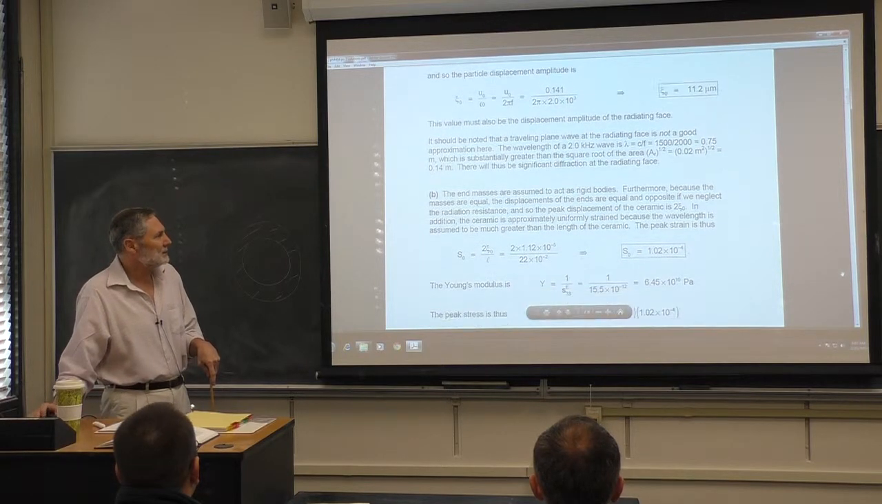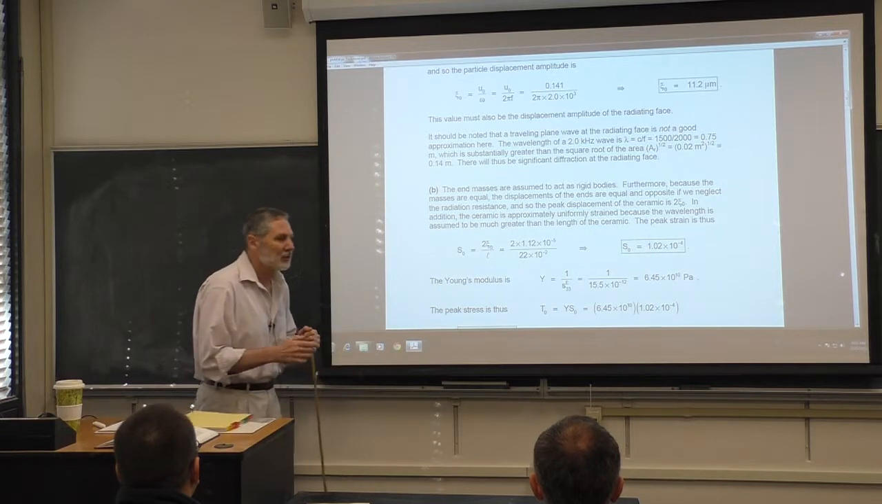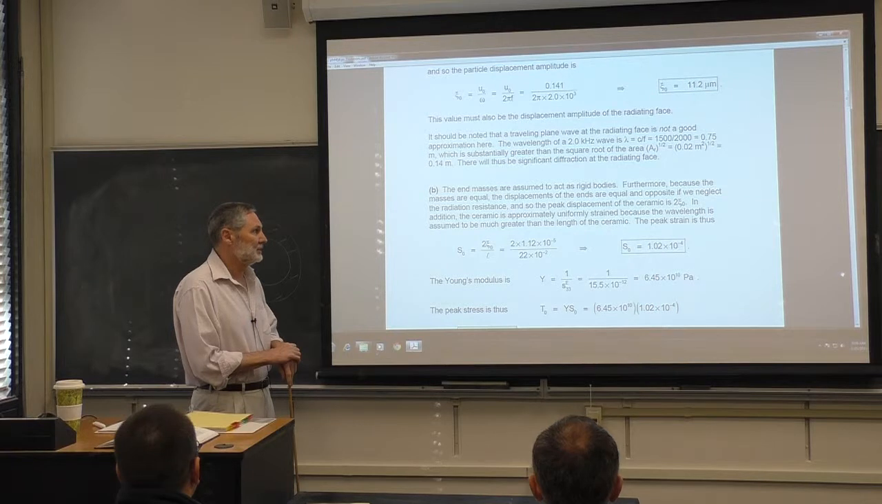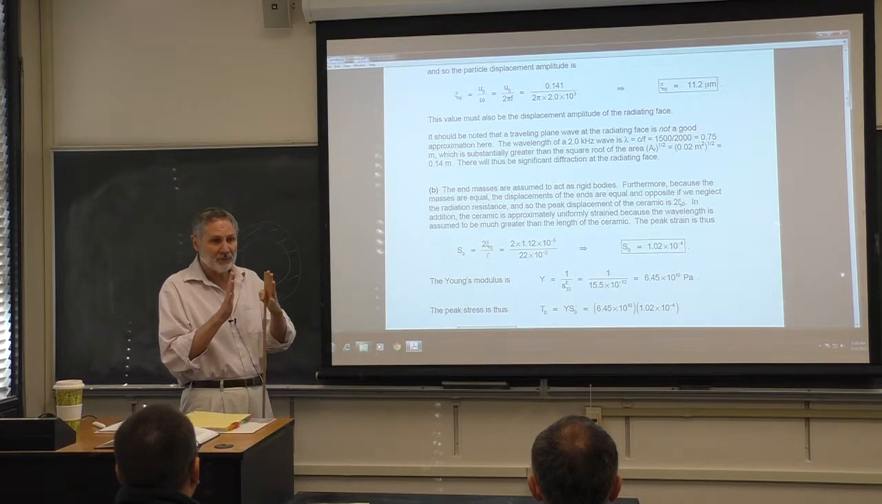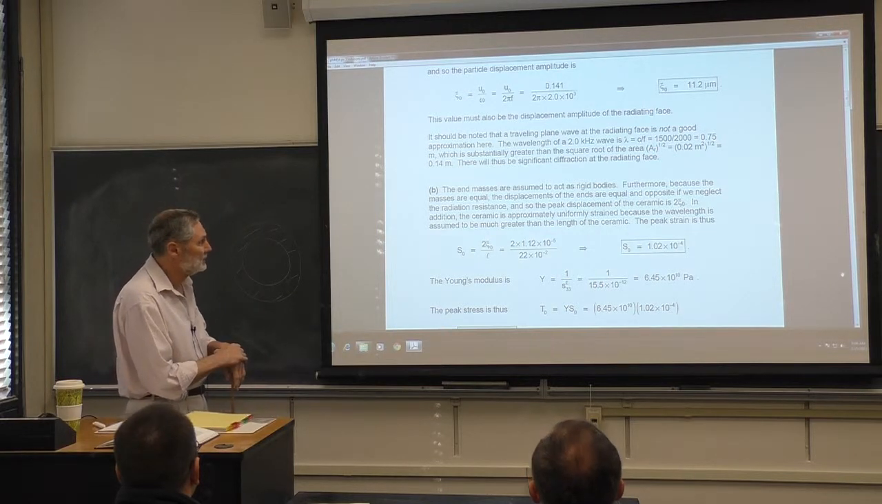The end masses: we're told to assume that the wavelength is large in the ceramic, and it'll be just as large, or probably even larger, for the masses. So they're going to act like point masses, the end masses there.